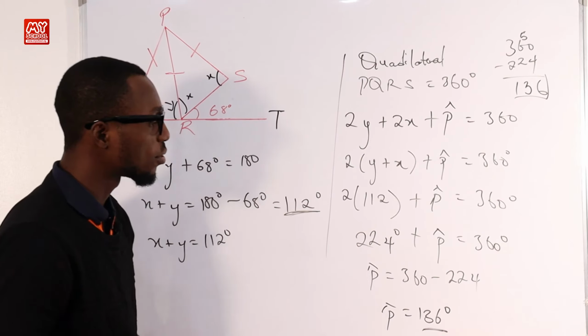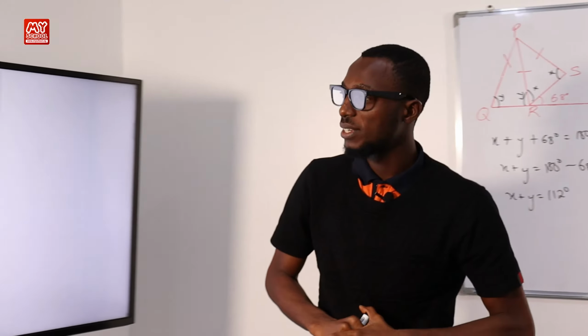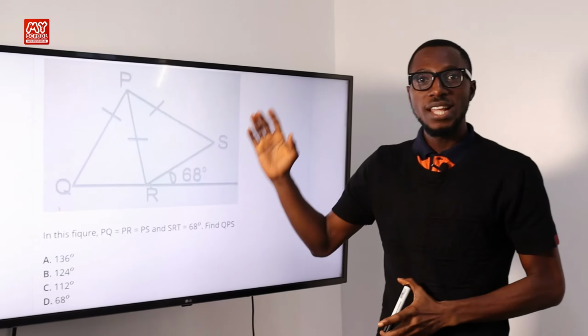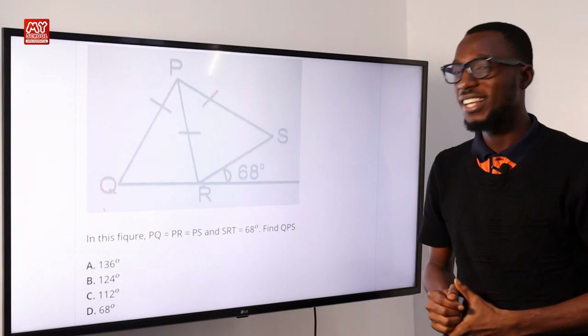So what we just have to do is to go back to our screen and select the correct option to the question given to us. So when we scan through all of these options, we will confirm that option A, 136 degrees, is the correct option.